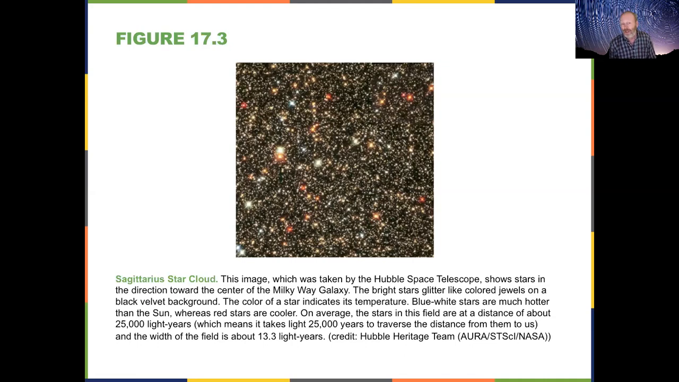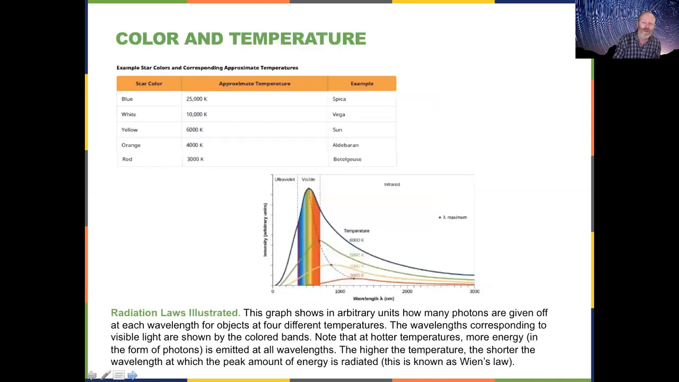But you can see that even though they're cool, they might be brighter because they are physically larger. Betelgeuse is physically larger by a large clip than Sirius, which is a very bright star. And Sirius is physically larger than our sun, in addition to being hotter on the surface.